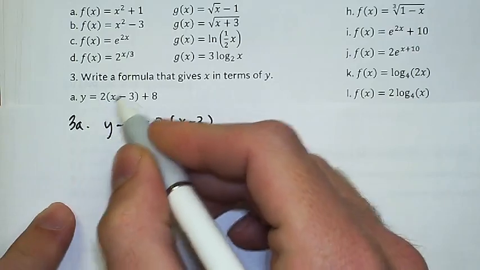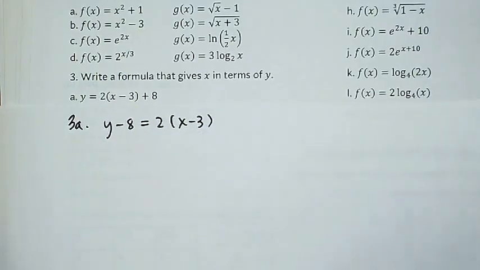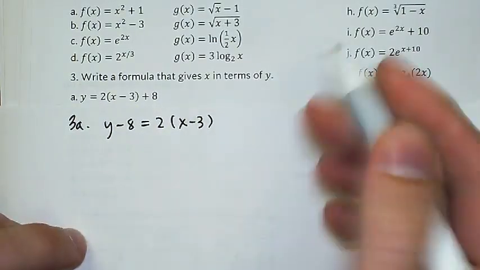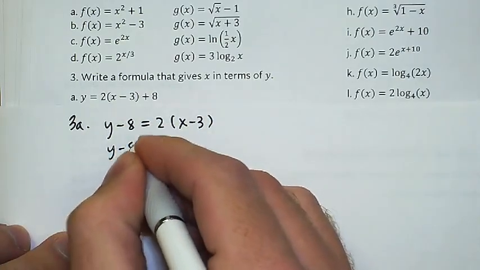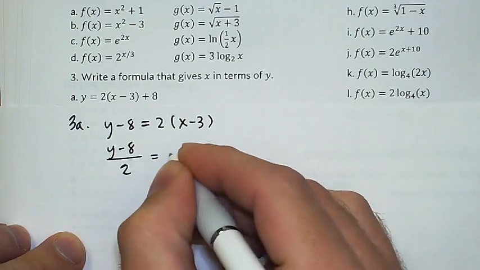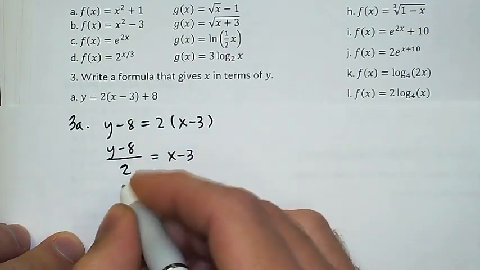And you could have distributed and simplified and solved for it the old way, but I figured I'd just do it in kind of what's most obvious to me. I might divide both sides by 2. And then add 3 to both sides.